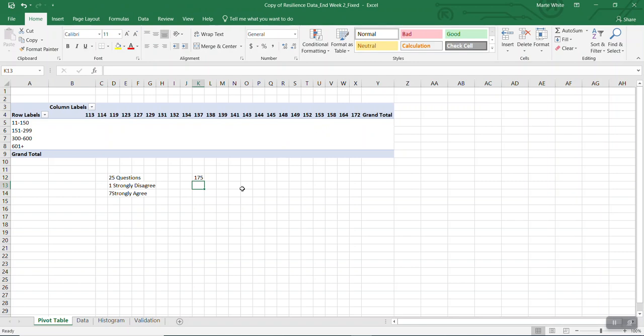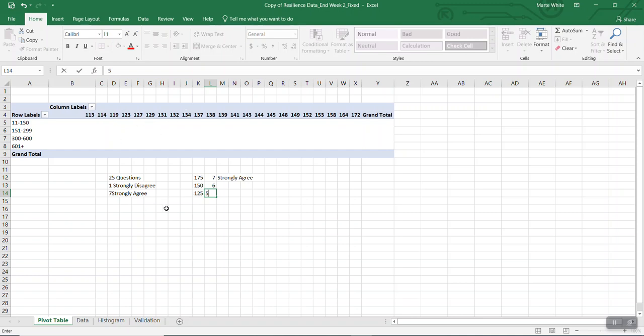Let's do equals 25 times 6. Enter. So here, let me do the 7 here so you guys can see. We'll type this, strongly agree. And then we have equals 25 times 5. Enter. Put the 5 in there. So 25 times 5, we have 125.